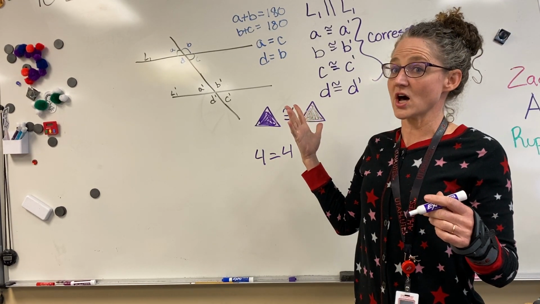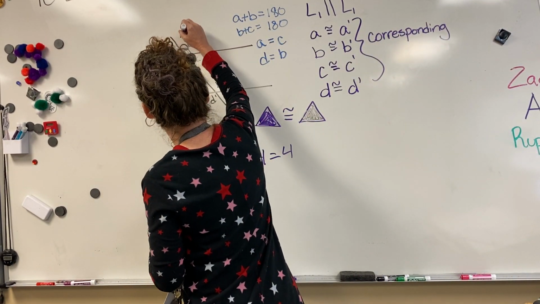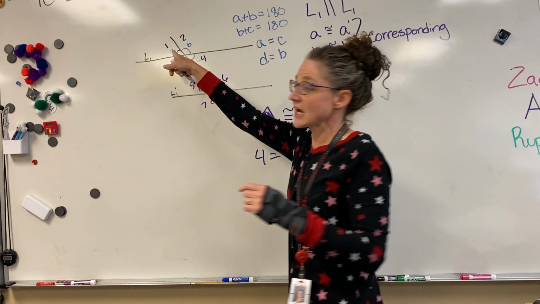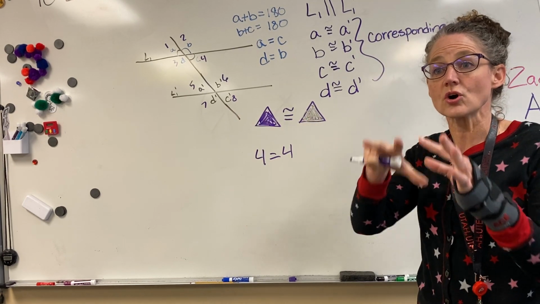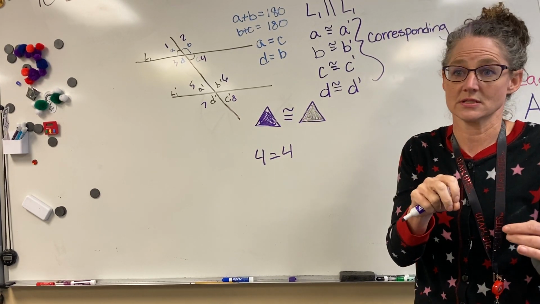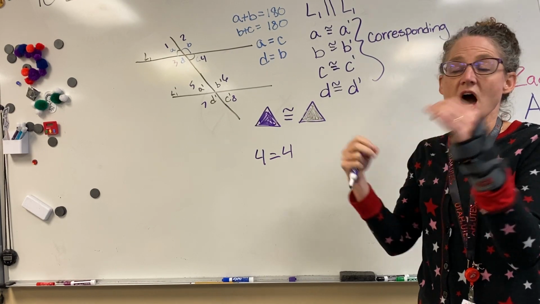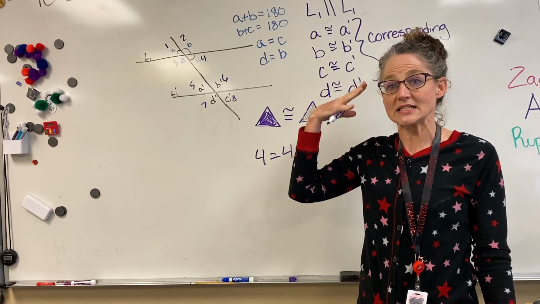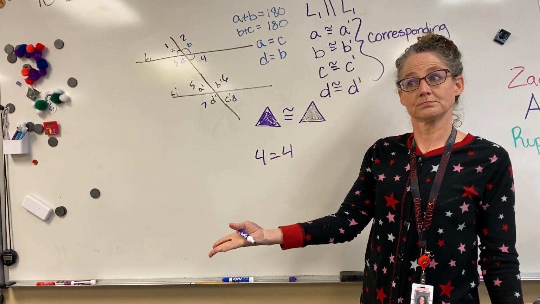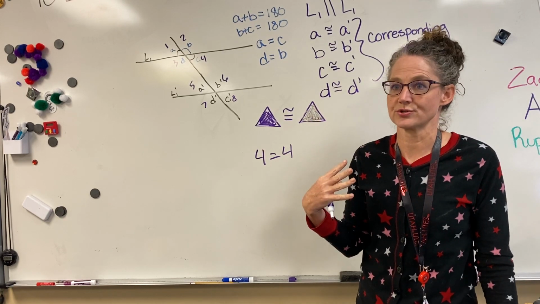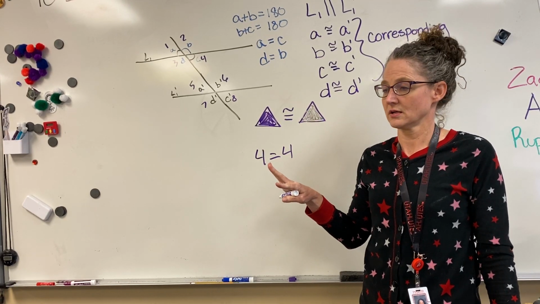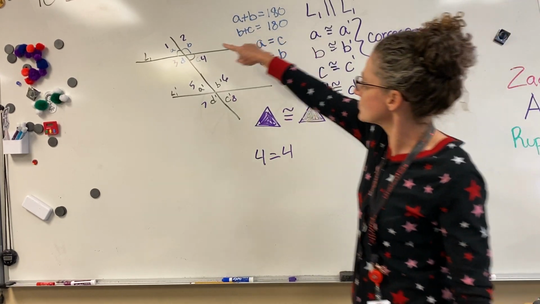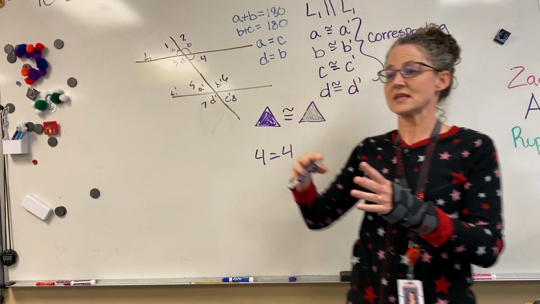Does it matter if I number these 1, 2, 3, 4, 5, 6, 7, 8? It's not A and A prime anymore, but they're still corresponding even if I name them different names. It's like if I got married a while ago and changed my last name from Belknap to Barlow, I was still the same person. I just had a different name. So 1 and 5 still have the same measure. Are they the same angle? No, because 1's up here and 5's down here, but they have the same measure.